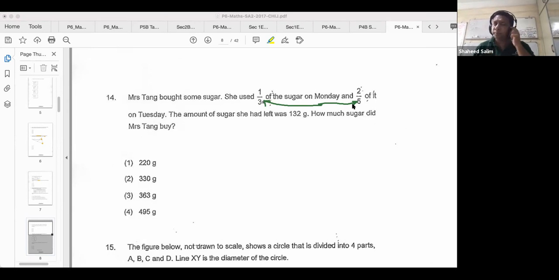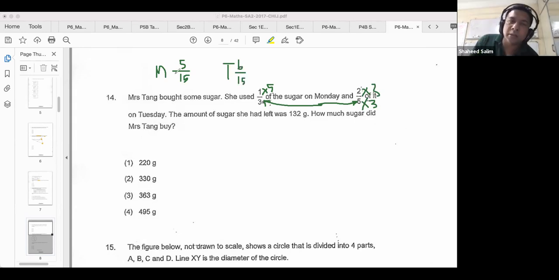Okay, but still no one is getting the correct answer. What's the number? 3 times 5 is 15. So 1 you can times by 5. This one now becomes 5 over 15. Tuesday, times by 3. Tuesday, how much did you spend? 6 over 15.